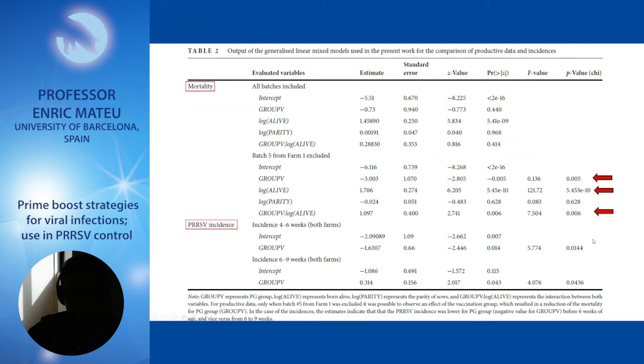Regarding PRRS incidence, the strategy of vaccinating before farrowing reduced the incidence up to 6 weeks of age, but after that, since the antibodies fade out, the incidence was the same in both groups. In other words, administration of this strategy of boosting before farrowing reduced pre-weaning mortality, increased the number of piglets born alive, but was not able to reduce circulation in the piglets in the nurseries because the antibodies fade out at 6 weeks of age.